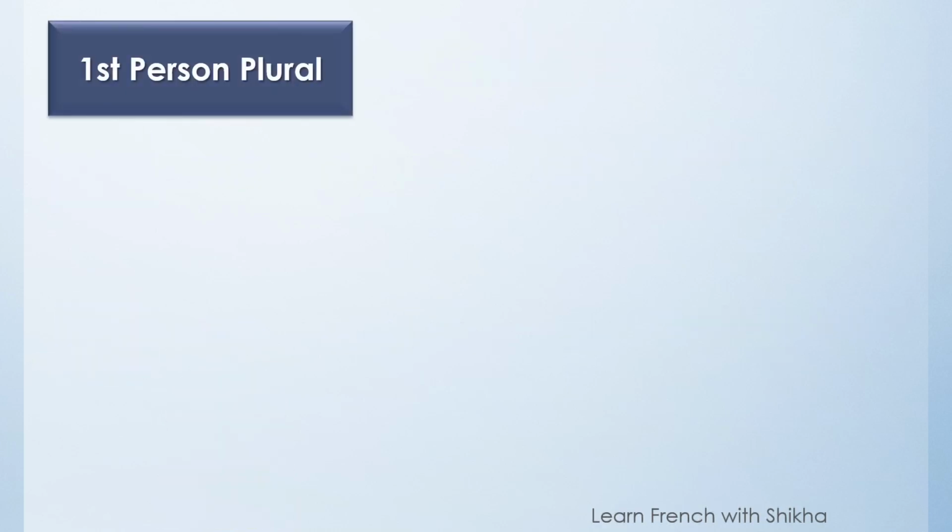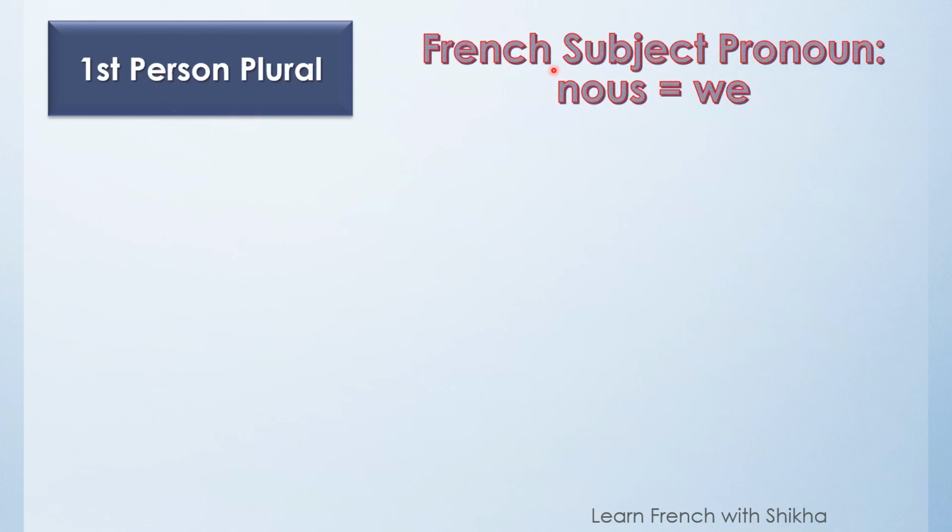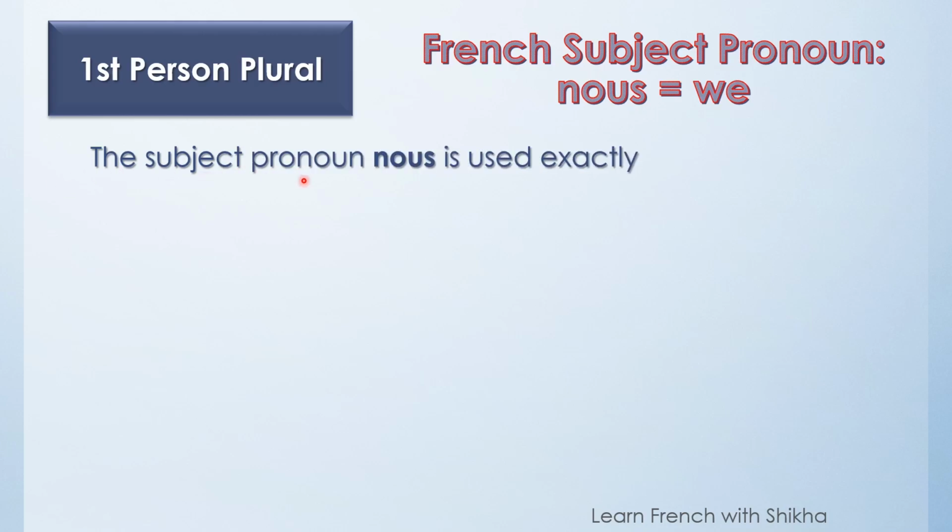Now we are going to do plural pronouns. Let's start with the first person plural. The French subject pronoun is nous, which means we. The subject pronoun nous is used exactly like we in English, like we use we in English for the first person plural pronoun. We use nous in French.